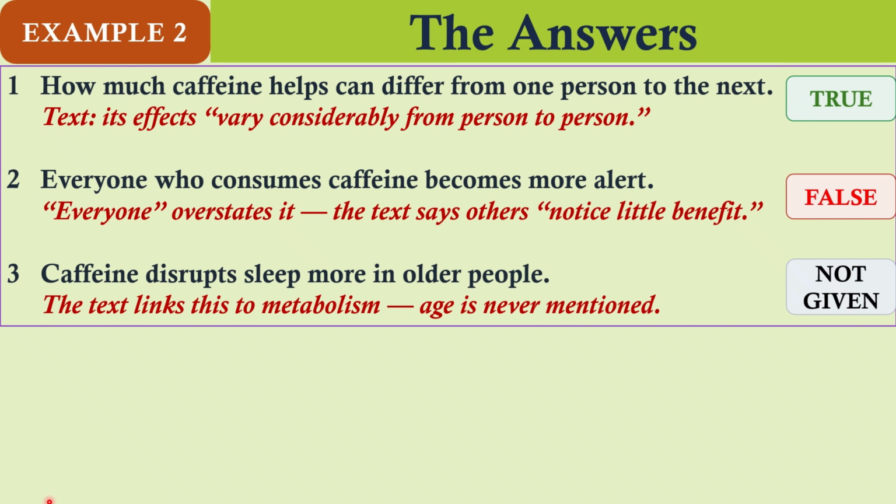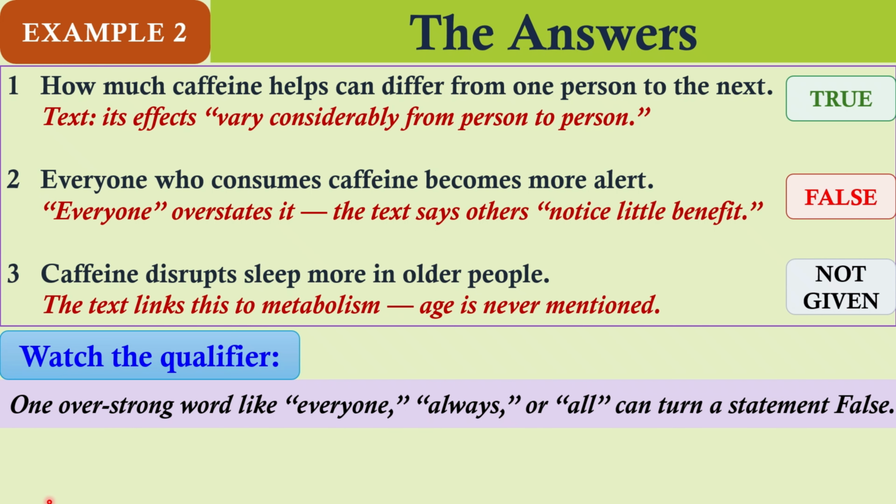The lesson here is simple. Watch out for words such as everyone, always, and all, because they often create false answers. And remember, when the passage simply doesn't mention a detail, the answer is not given.